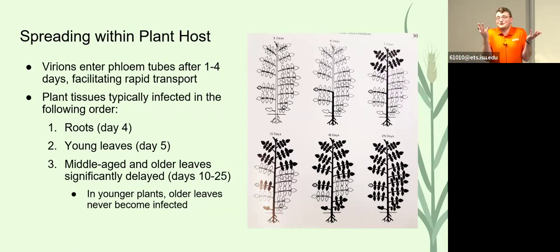Maybe insects prefer young leaves. It's nice and nutritious, right? Like I prefer young leaves on my lettuce. But I honestly don't know why that's the case.